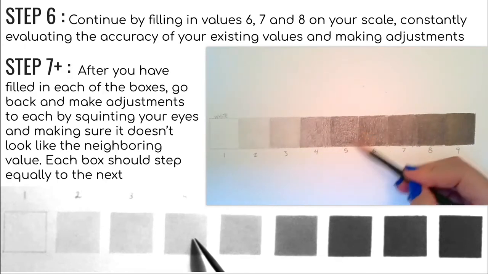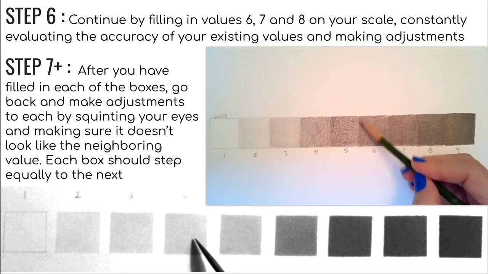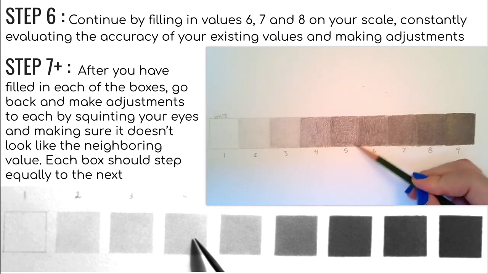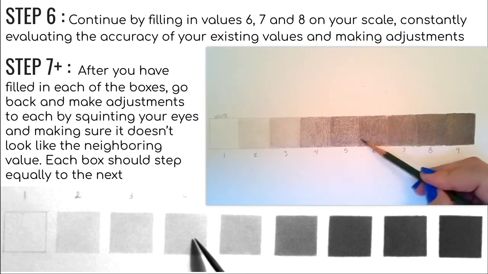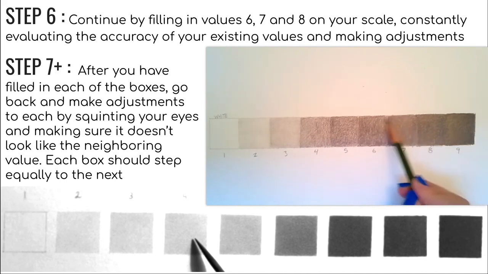Remember that there shouldn't be any white halos in between any of the sections. So you want that value to be consistent going all the way across it, all the way out to the edges.